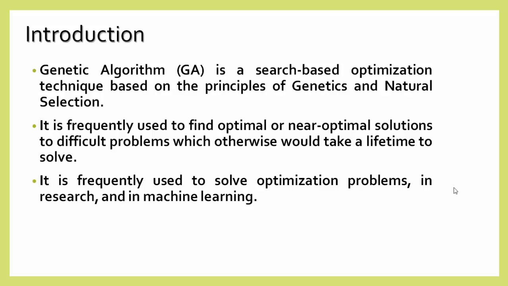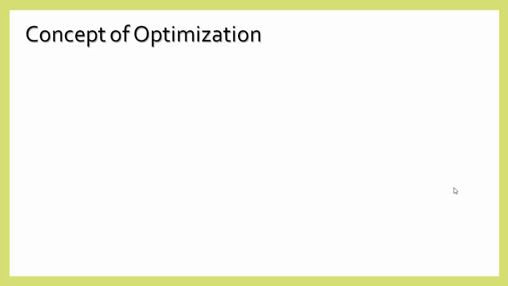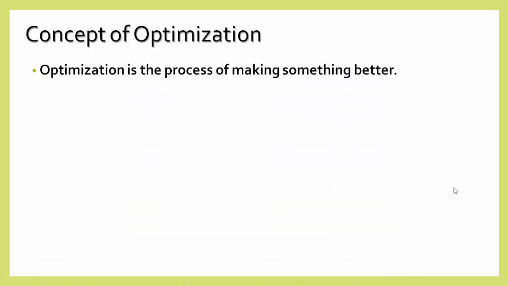So the next one is the concept of optimization. We have discussed that genetic algorithms are mainly focused on finding the solution for optimization problems. So let's see the concept of optimization. Optimization is the process of making something better.